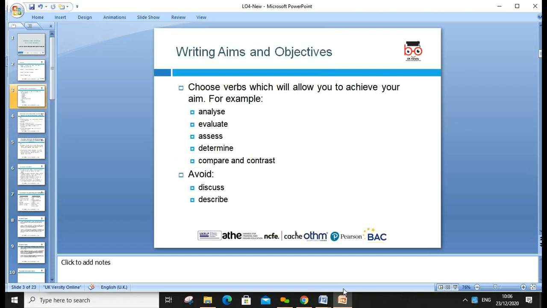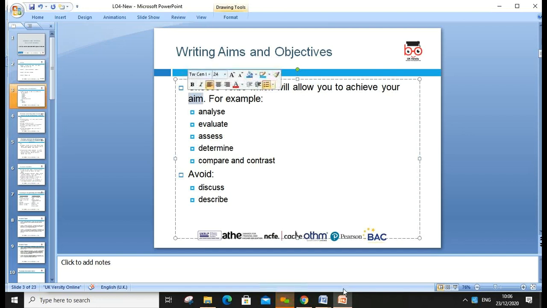Okay, so lesson 1, I mentioned and we discussed what is the key difference between aims and objectives. So what is meant by aims? Aims, what you will do, and objectives, what you will achieve. So when you set your aim, you have to look at which command verb you will use. Command verbs can be analyze, evaluate, assess, determine, compare, and contrast. Yes, so these are the key command verbs.